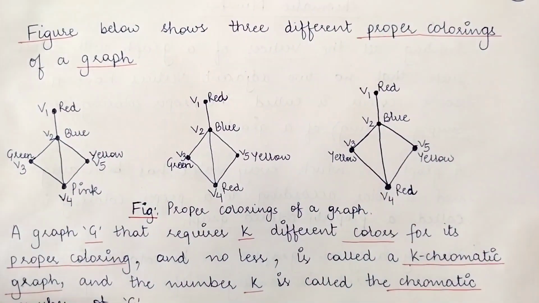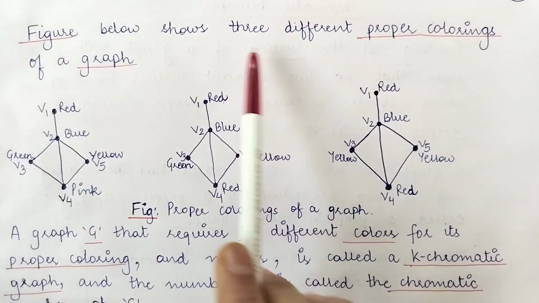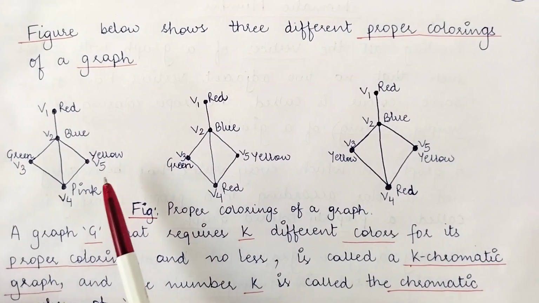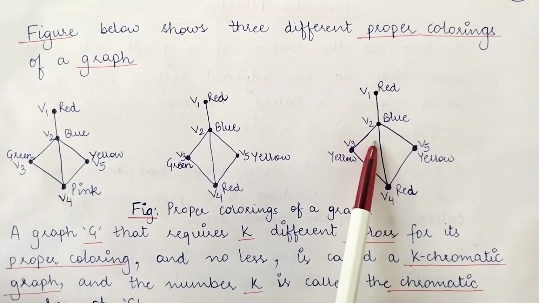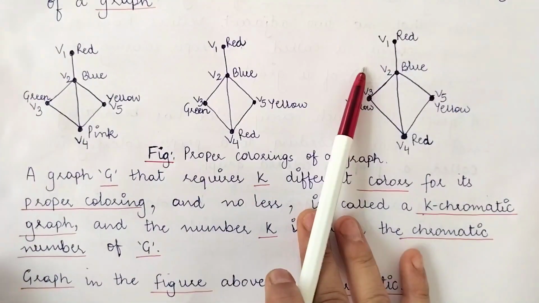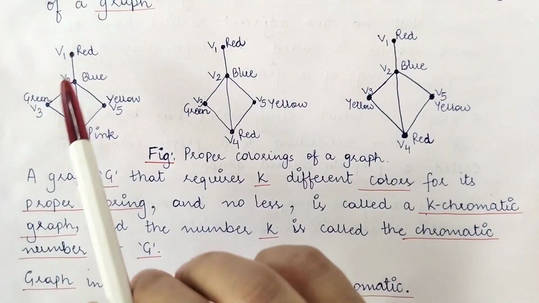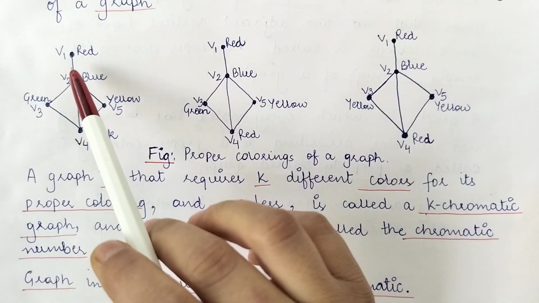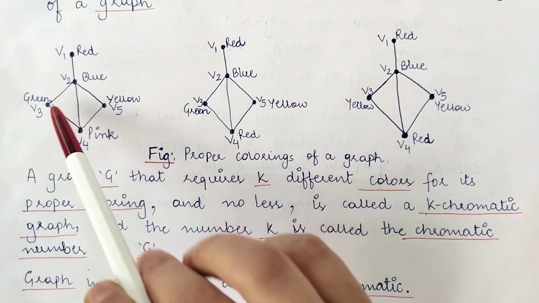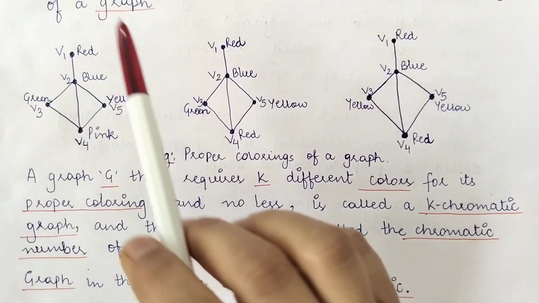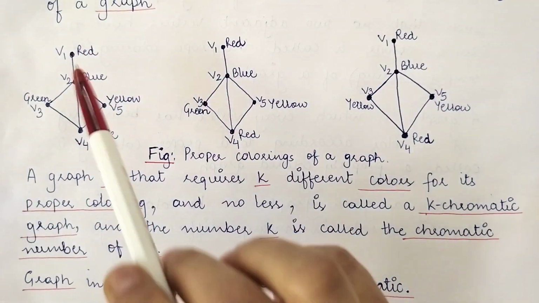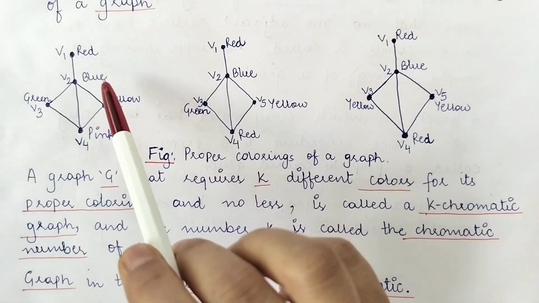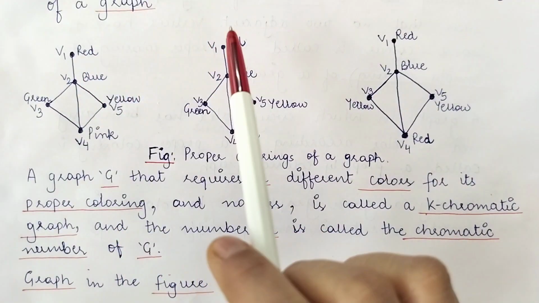If you look at this figure, you can see that the figure below shows three different proper colorings of a graph. The same graph has been given proper coloring in three different ways, right? So the one way of providing a proper coloring to this graph is that first of all you have to see how many vertices are there in this graph. If you consider this graph, there are total 5 vertices, V1, V2, V3, V4 and V5. V1 has been assigned color red. Now V2 is the vertex which is adjacent to V1. So hence V2 cannot be assigned color red. V2 is assigned color blue.